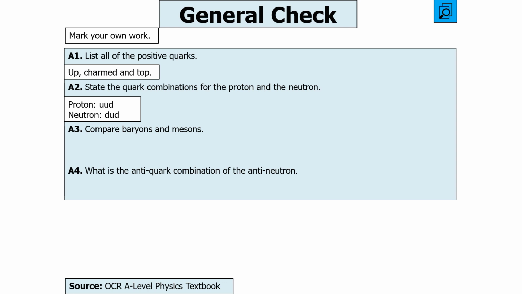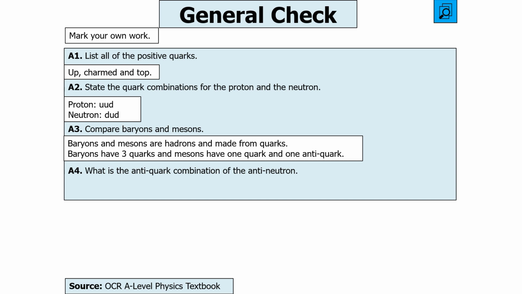Now if we're comparing baryons and mesons, baryons and mesons are hadrons and are made from quarks, and then baryons have 3 quarks whilst mesons have 1 quark and 1 antiquark pair. Now baryons and mesons, as they're both hadrons, will both experience the strong interaction.